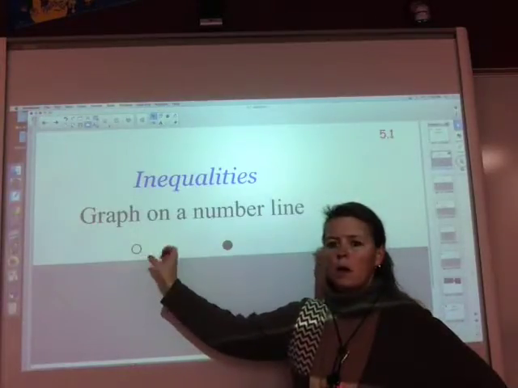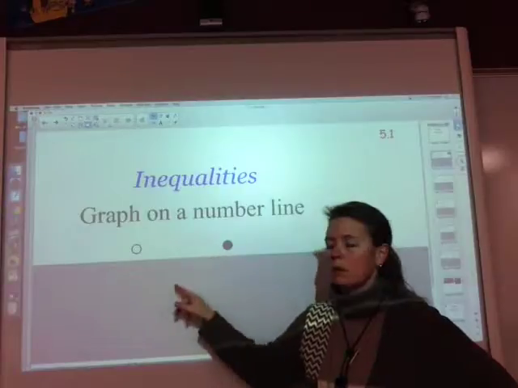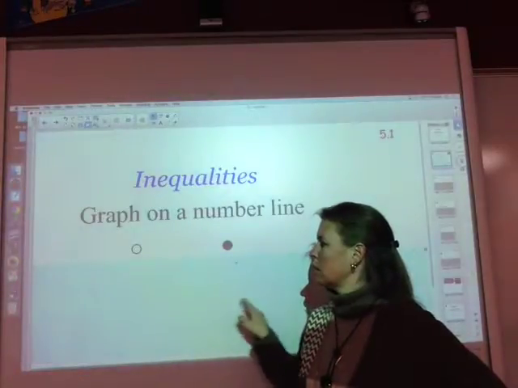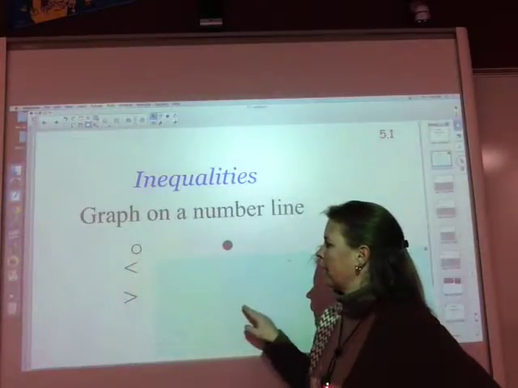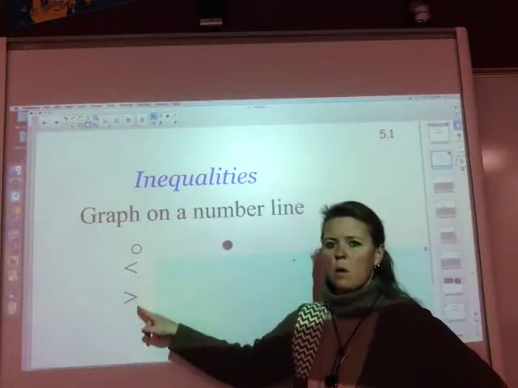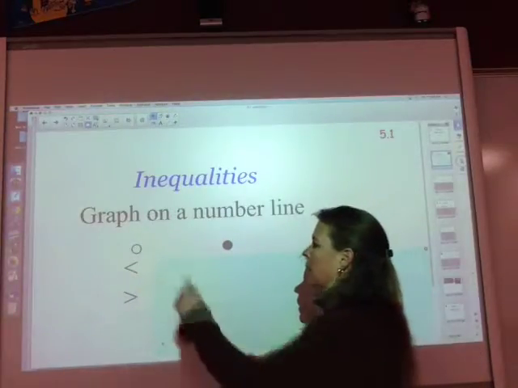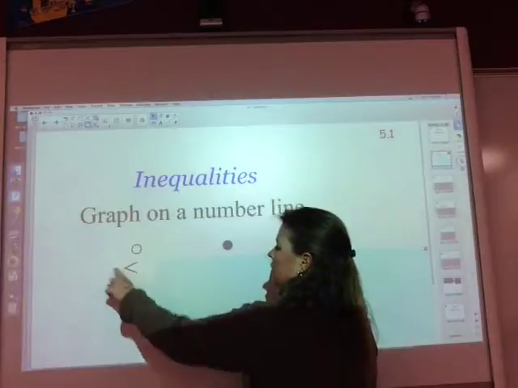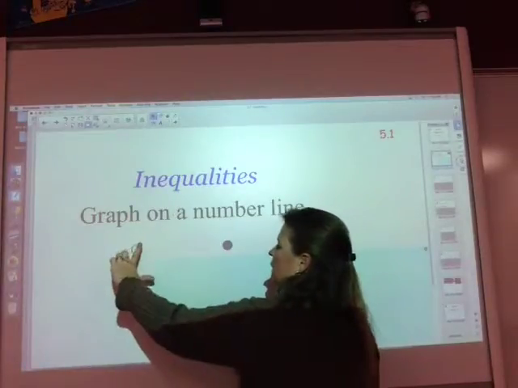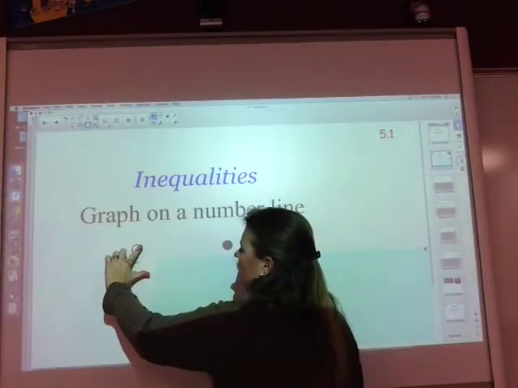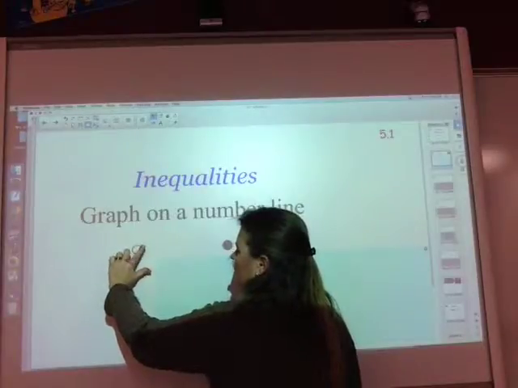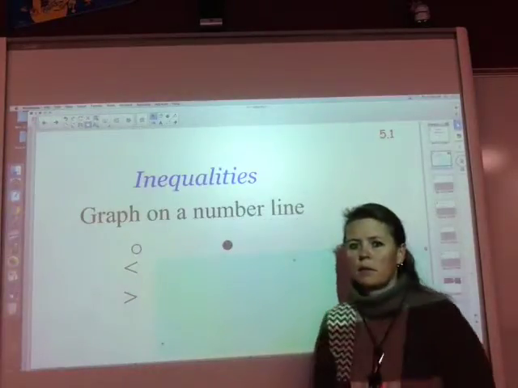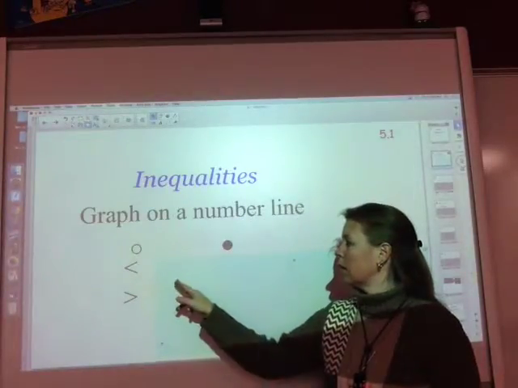How do you know when you're going to use an open circle on your number line or a closed? The open circle is going to use either a less than sign or a greater than sign. Remember, less points to the left. Less is left. Or you can make an L with your finger and close it and make a less than sign. That's greater than sign. Just a friendly reminder from earlier in the year.